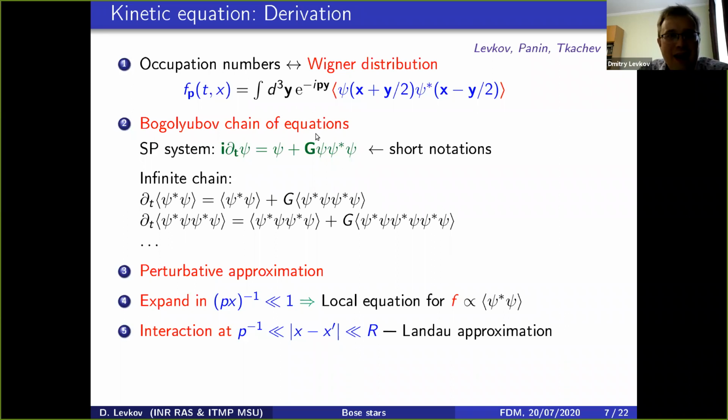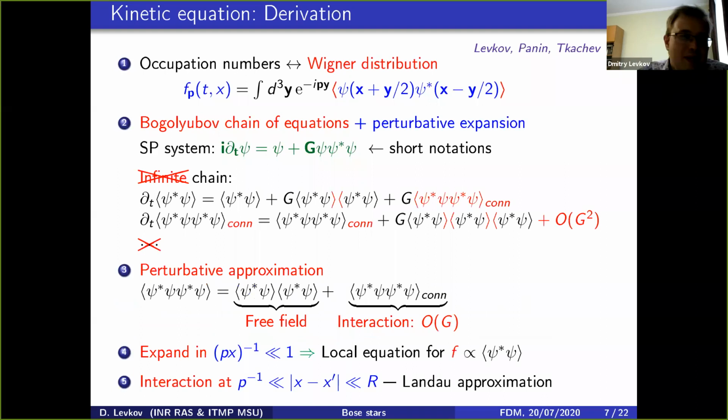So now it is possible to write a chain of equations for correlators in Fourier space. If you time-differentiate the 2-point function, you get a 2-point function plus g times a 4-point function. And if you take the time derivative of the 4-point function, you'll get 4- and 6-point functions. But the next step is a perturbative approximation in the very common sense. You recall that in the case of a free field, or Gaussian free ensemble of waves, any correlator is just a product of 2-point functions.